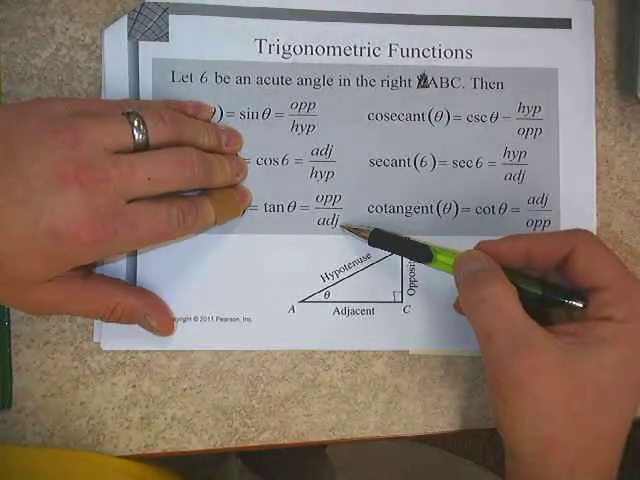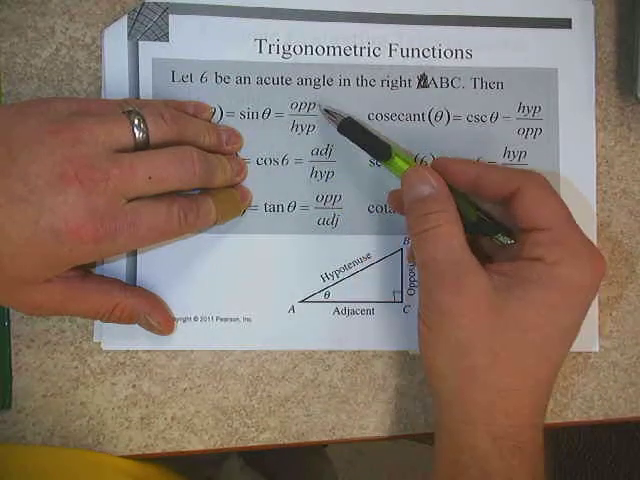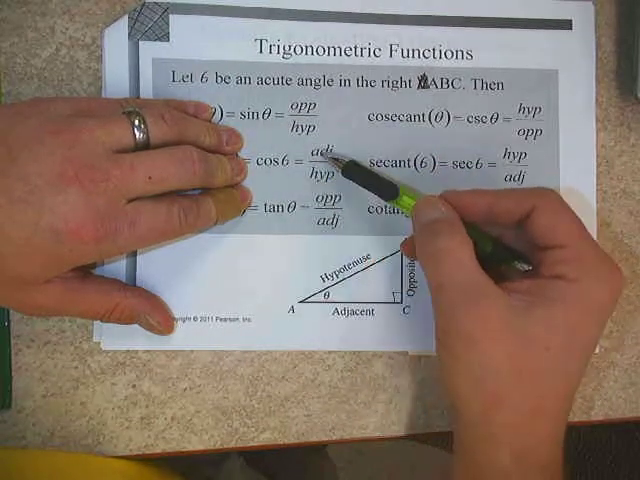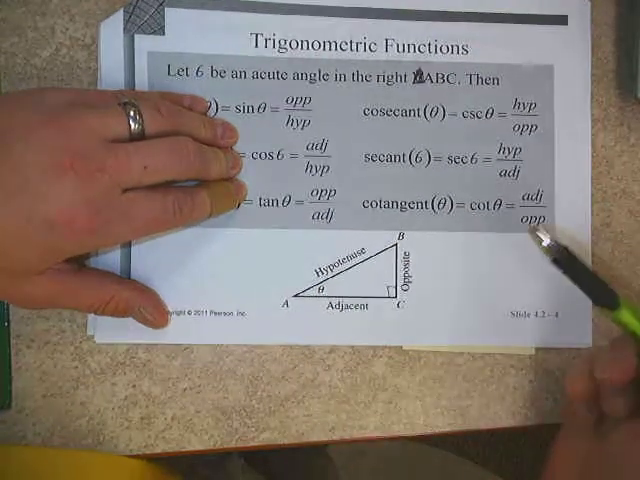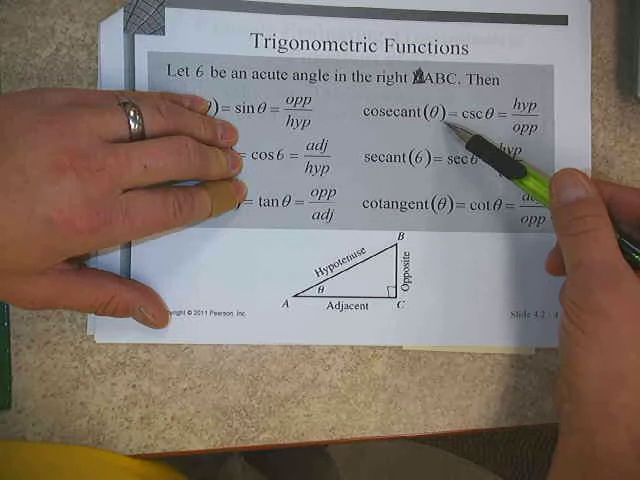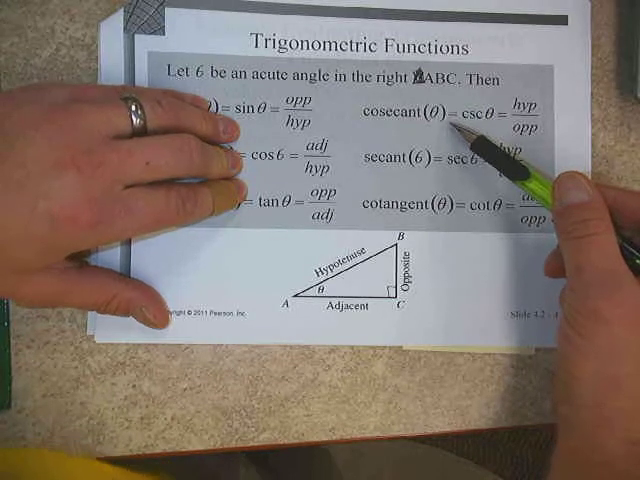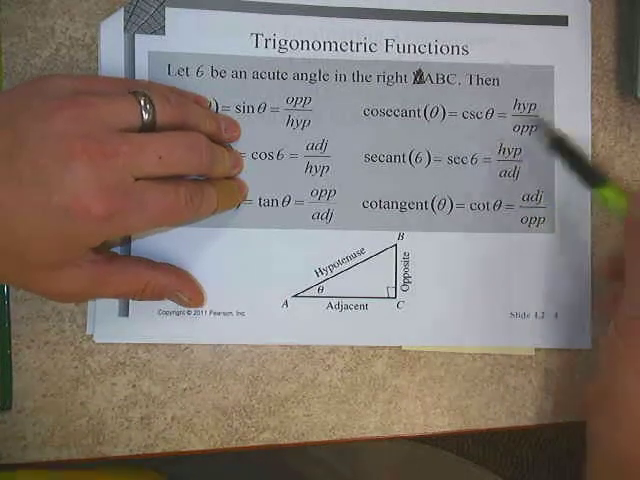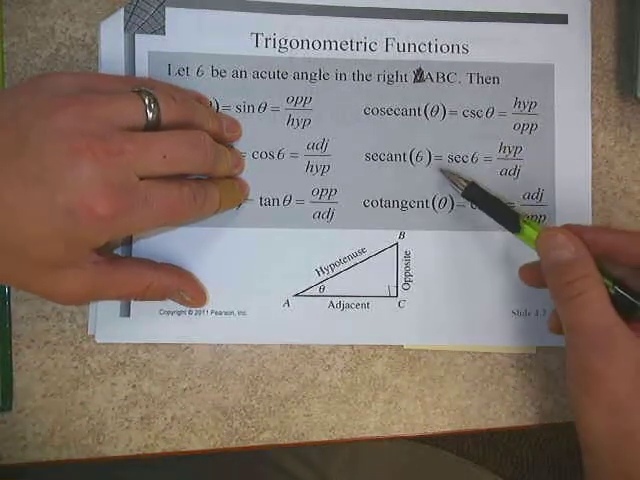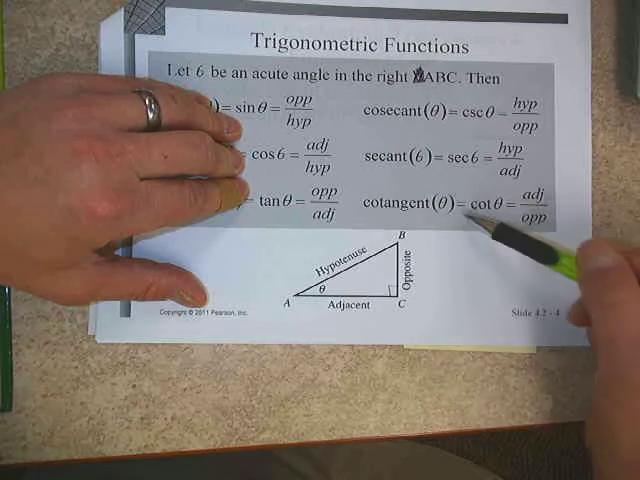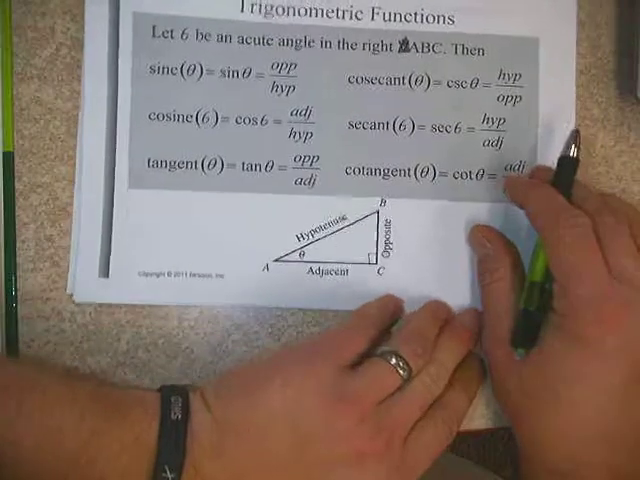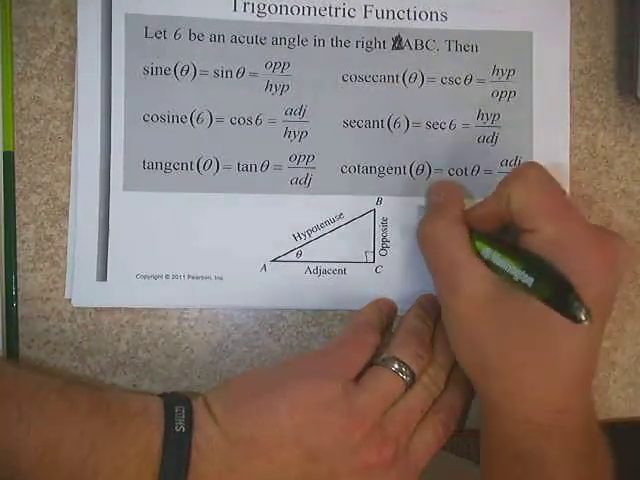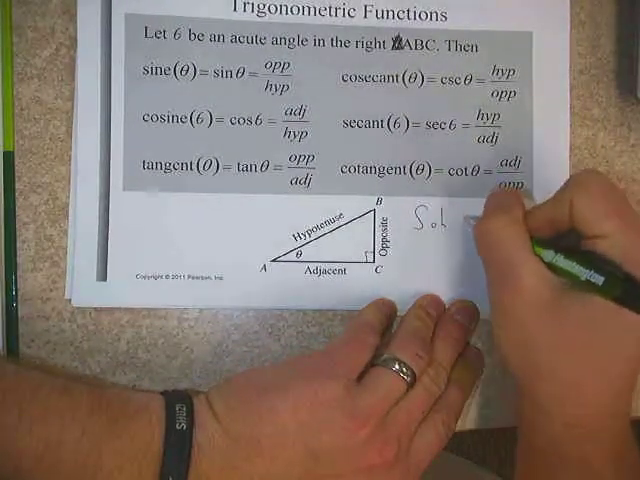So ultimately, what we need to make sure we know is which ratio goes with which trig function. We need to know that the sine is always going to be the opposite over the hypotenuse. Cosine is going to be the adjacent over hypotenuse. Tangent is going to be the opposite over the adjacent. And then the other three trig functions are going to be the reciprocals of the ones on the left. The cosecant is always going to be the reciprocal of the sine, hypotenuse over opposite. Secant's the reciprocal of the cosine, and cotangent's going to be the reciprocal of the tangent.